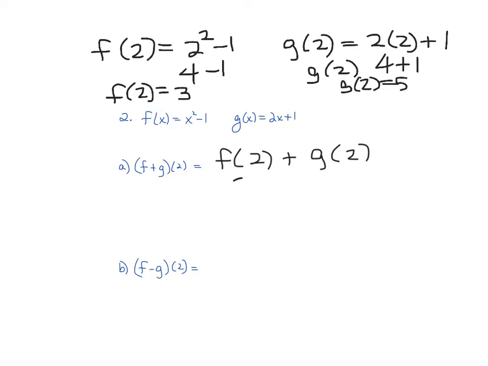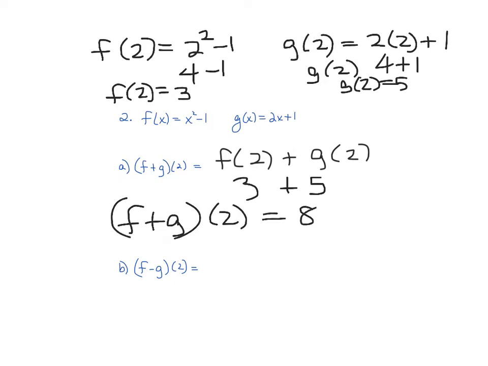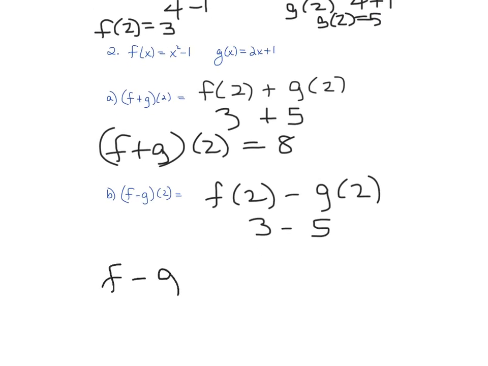So now that I have what f of 2 equals and g of 2 equals, I can see that f plus g when x is 2 equals 8. Now when I go to do part B, I'm just doing f of 2 minus g of 2. Well, I've already found out what f of 2 and g of 2 are, so I just have to use the numbers I just got, but now instead of adding them, I'm going to subtract them. So f minus g, when I plug in x equals 2, gives me negative 2.